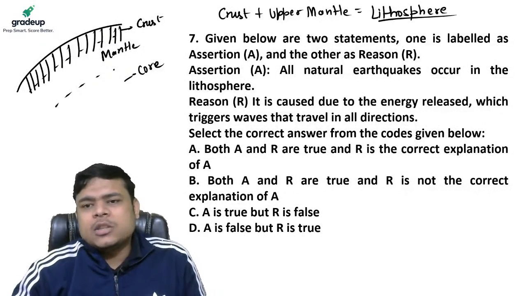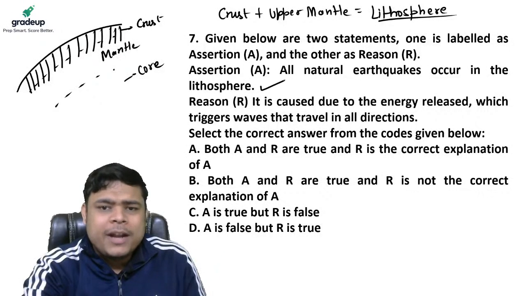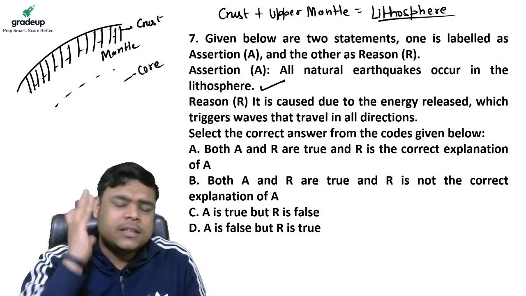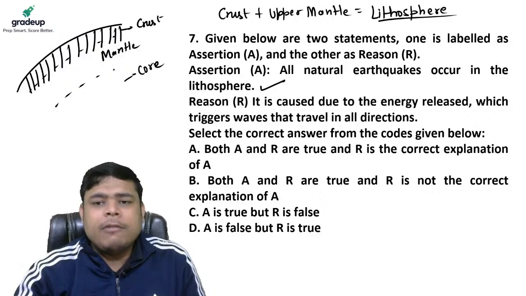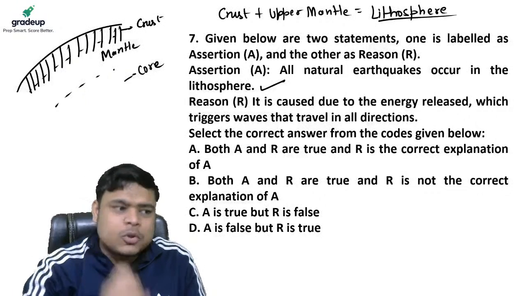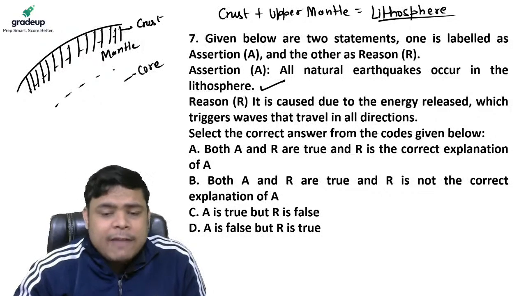So, all natural earthquakes occur in the lithosphere. This statement is definitely true, my dear friends. There is no doubt in this. Reason: it is caused due to the release of energy which triggers waves that travel in all directions. Yes, this is also true. Guys, what are waves? Waves are nothing but traveling of energy.